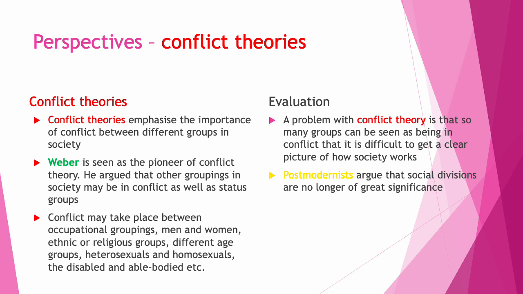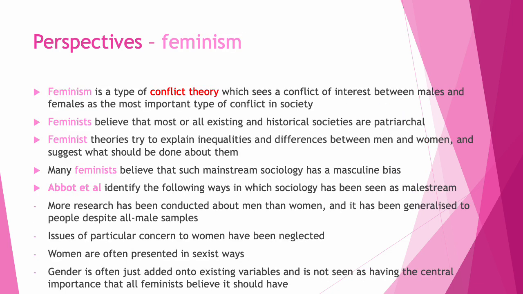Postmodernists argue that social divisions are no longer of great significance. Feminism is a type of conflict theory which sees a conflict of interest between males and females as the most important type of conflict in society. Feminists believe that most or all existing and historical societies are patriarchal. Feminist theories try to explain inequality and differences between men and women and suggest what should be done about them. Many feminists believe that mainstream sociology has a masculine bias.